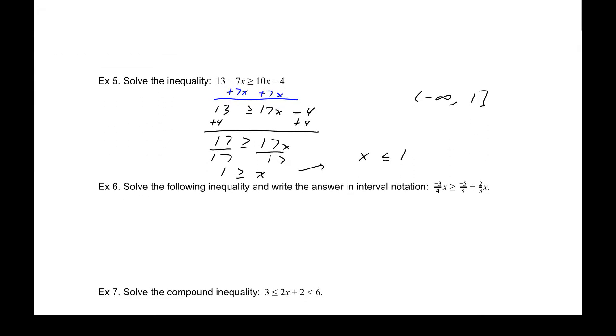Number 6, solve the following inequality. Write the answer in interval notation. I can do just like with my rational equations that we saw in the last section. I can clear fractions here. Okay, I'm going to multiply everything here. Now I'm going to multiply by a positive number. That way my inequality does not change. In this case, the least common multiple of 4, 8, and 3 is going to be 24. So I'm going to multiply both sides.